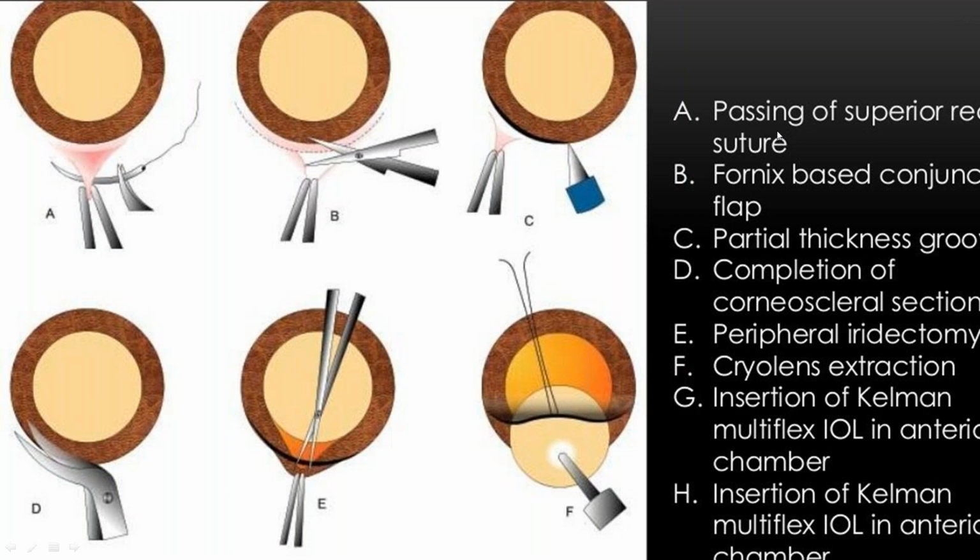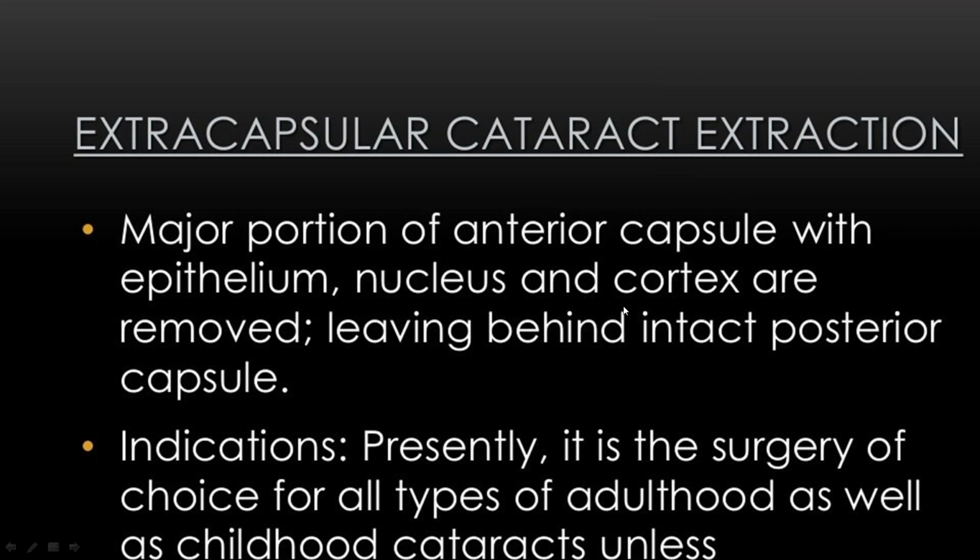Then, extracapsular cataract extraction: the major portion of the anterior capsule with the epithelium, nucleus, and cortex are removed, leaving behind an intact posterior capsule. Okay. Indications: presently it is the surgery of choice for all types of cataract in adulthood as well as childhood.